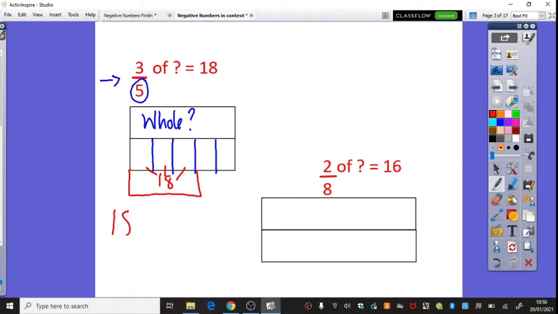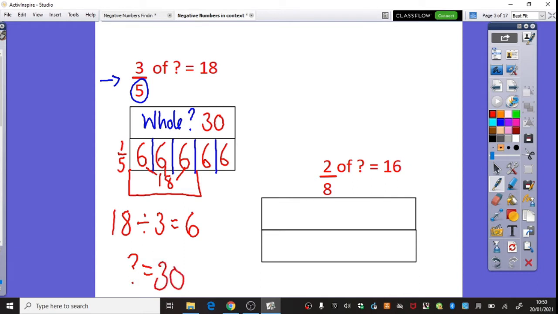So when we're talking about breaking 18 into 3 equal parts, we're actually looking at division. So we're going to do 18 divided by 3. And 18 divided by 3 is 6, because 3 times 6 is 18. So we now actually know that 1/5 is worth 6. So if all of these fifths are worth 6, how much does that make altogether? 6 lots of 5 makes 30. 30 divided by 5 is 6. So our question mark, our whole, is equal to 30.